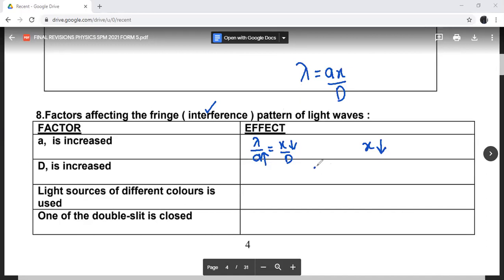Then look at D. Look at the formula. Lambda D is equal to aX. So if you increase the D distance, then the X distance will increase. I call this the torchlight effect. You remember in some of the classes I showed you how when you pull the torchlight far away from the wall, the image is getting bigger and bigger.